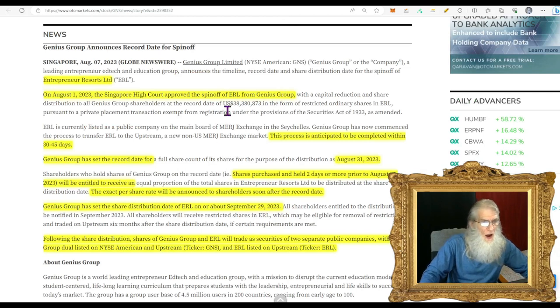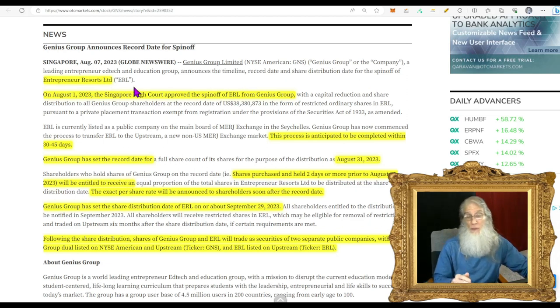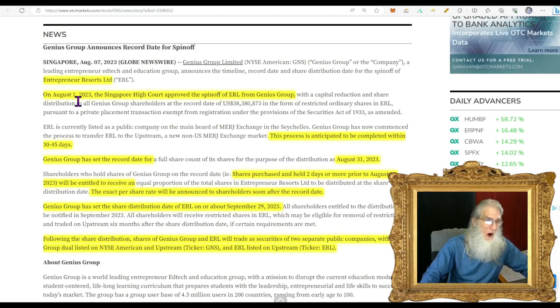They tell us here that the company announces the timeline, record date, and share distribution date for the spinoff of Entrepreneurial Resorts. Entrepreneurial Resorts is a place where entrepreneurs live and work together. Doesn't that sound like fun? On August 1st, 2023, the Singapore High Court approved the spinoff of ERL from Genius Group. This process is anticipated to be completed within the next 30 to 45 days. We've got our window there.